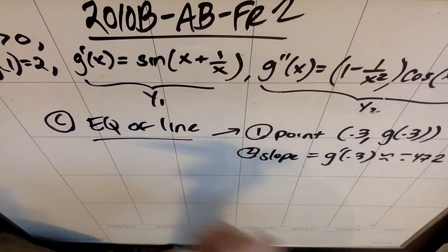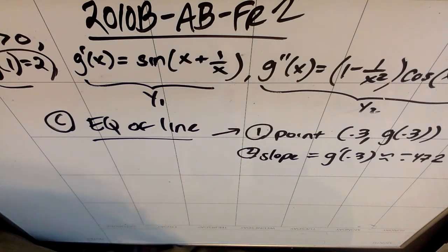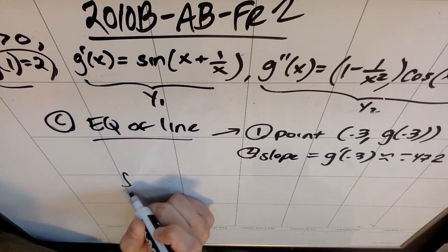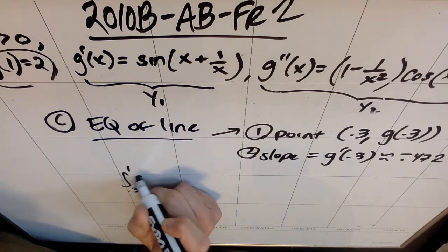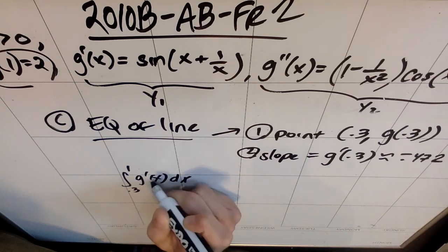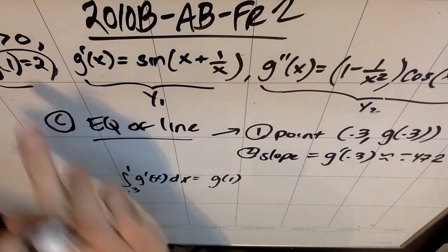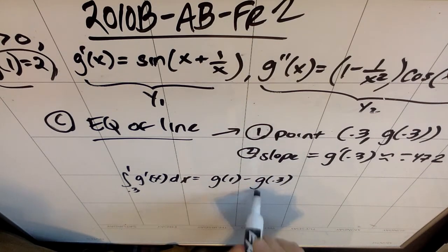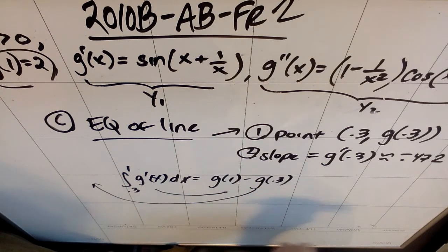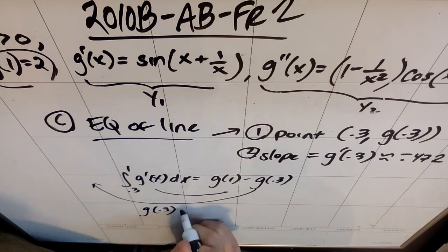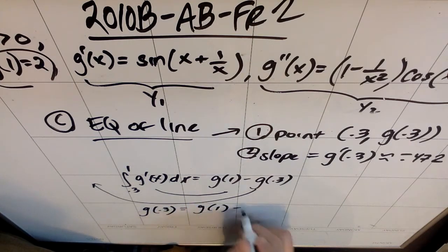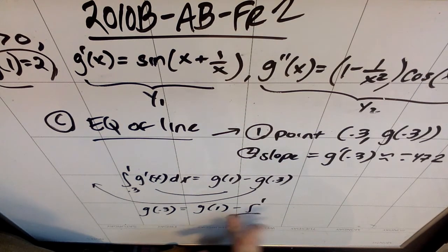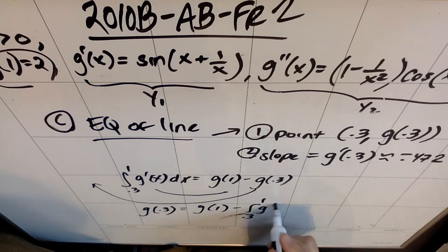So to find g of 0.3, I need to use this g of 1 is 2, and I need to use the first fundamental theorem of calculus. It says that if you integrate from 0.3 to 1 of g prime of x dx, you're going to get g of 1, which is a quantity that I know, minus g of 0.3, which is a quantity that I want. Since I want to solve for g of 0.3, I'd add this over and subtract this over. So g of 0.3 is g of 1 minus the integral from 0.3 to 1 of g prime of x dx.